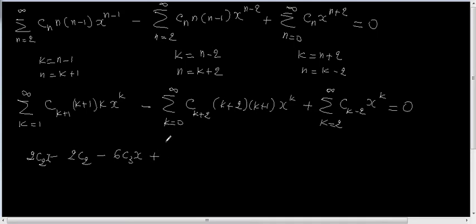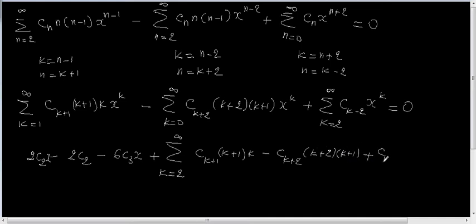And now the remaining power series are all starting at k = 2 to infinity. We can factorize: c_{k+1}(k+1)k minus c_{k+2}(k+2)(k+1) plus c_{k-2}, the whole times x^k, which has to be 0.